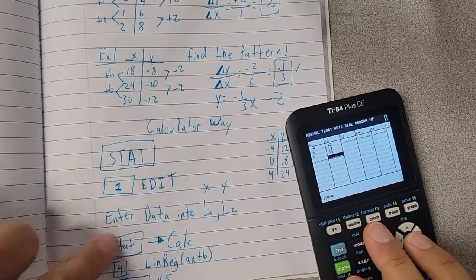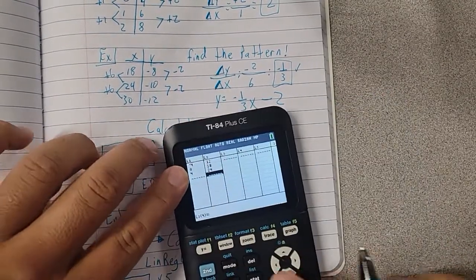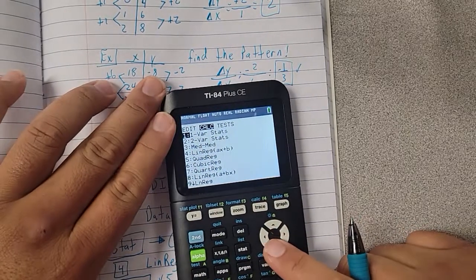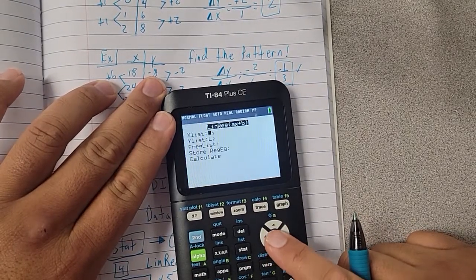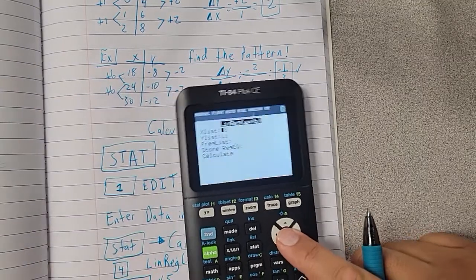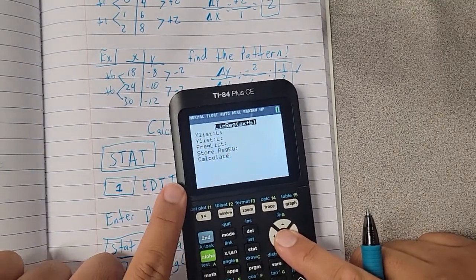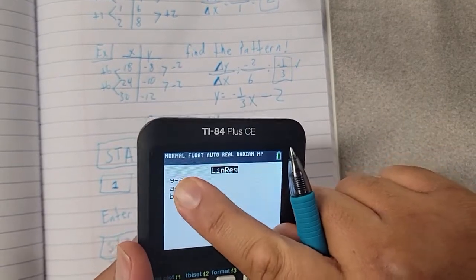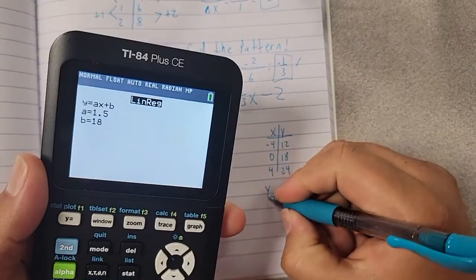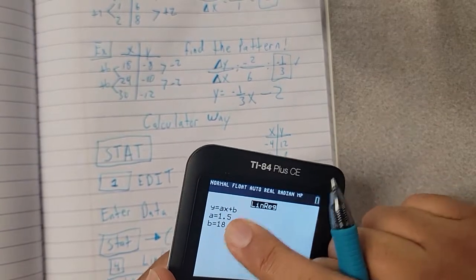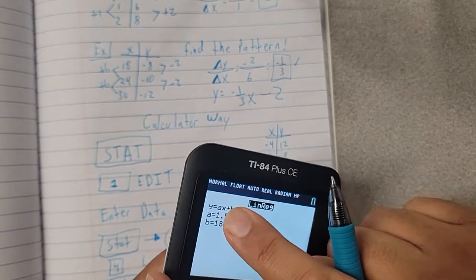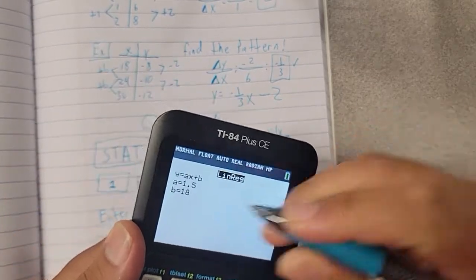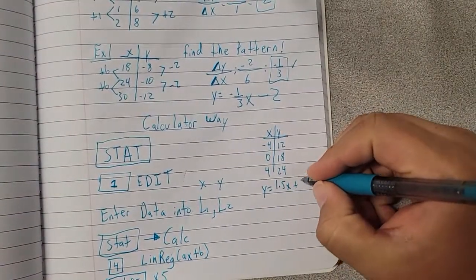Next, I go to stat, and then go to the side where it says calculate. Go to number 4, and enter 5 times. 1, 2, 3, 4, 5. So my slope is actually 1.5. All right, let's write this down. So y equals, it's better just to write down the whole stuff, guys, because it will ask you about the b later. So 1.5x, and this is a positive 18, so put plus 18.